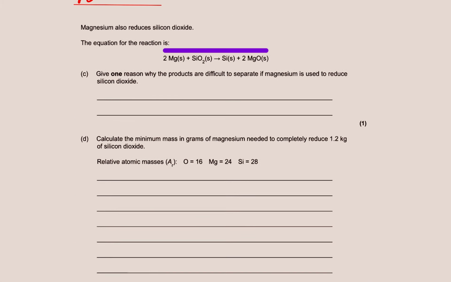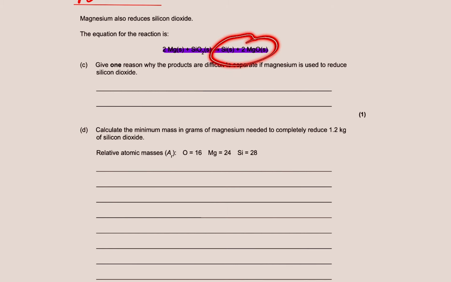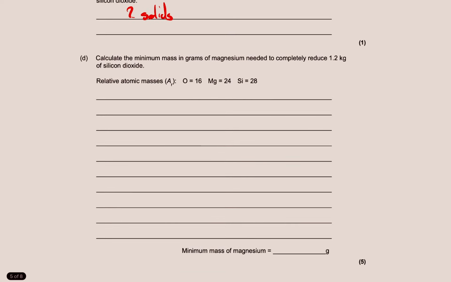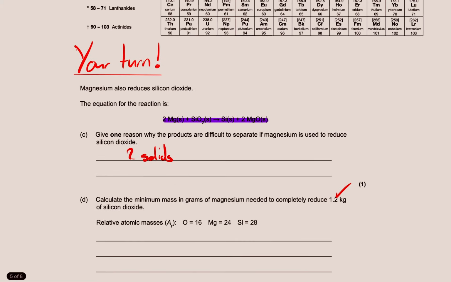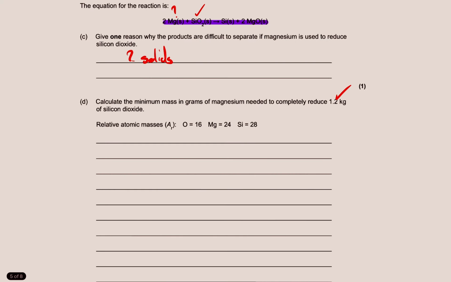We've got 2 solids produced here, 2 solids. And no simple way of removing them, like none of those is magnetic. That's going to be a bit difficult. But this is the thing I'm most concerned about, minimum mass in grams. So we've got completely reduced 1.2 kilograms of silicon dioxide. So here, where we've got our equation, we've got our silicon dioxide mass, we're being asked about magnesium. So our calculation is always going to be using this triangle, mass, Mr, mole.